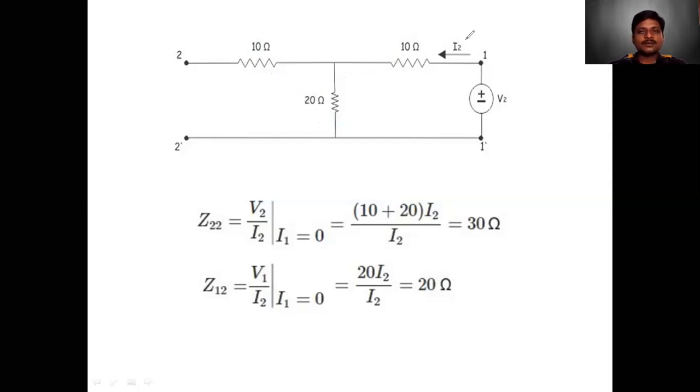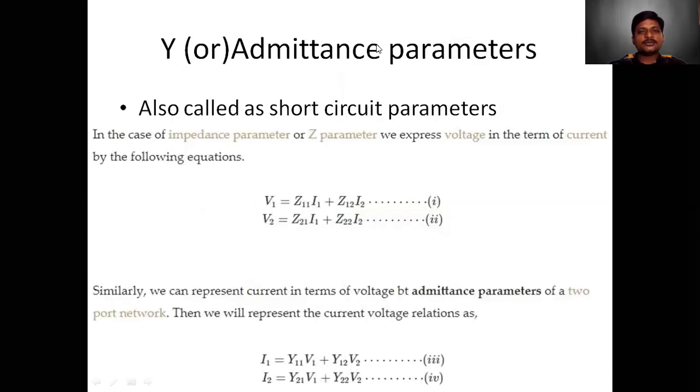But when a pi network is given, we have to convert that pi network into a T network using star delta transformation. Then you can directly write the answers for Z11, Z22, Z12 and Z21. So that is how you can find impedance parameters when any network is given. Next, we will be looking into admittance parameters.